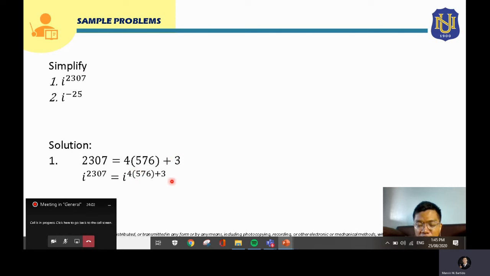From the derived equivalent from the previous slide, we can say that the value for this is actually negative i. But simplifying this further, we know that i raised to 4 times 576 times i raised to the third is equivalent to this. This is one of the laws for exponents, that we can factor this out this way. As we know, i raised to 4 times 576 is equivalent to i raised to 4n, so that is 1. And i cubed, as we know, is equivalent to negative i. So 1 times negative i is just negative i. So for this example, this is the answer: the equivalent of i raised to 2,307 is negative i.